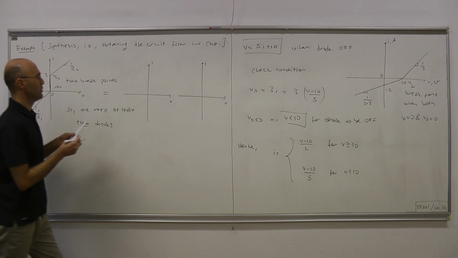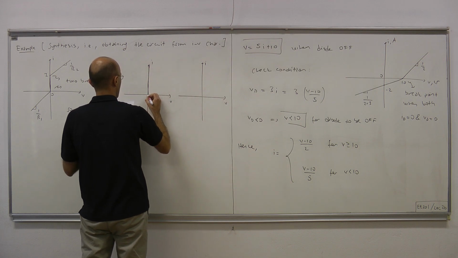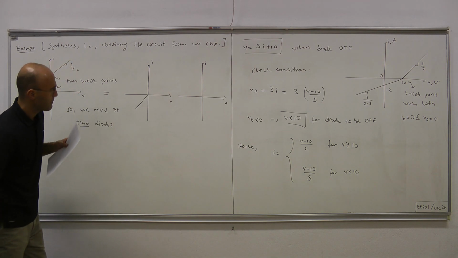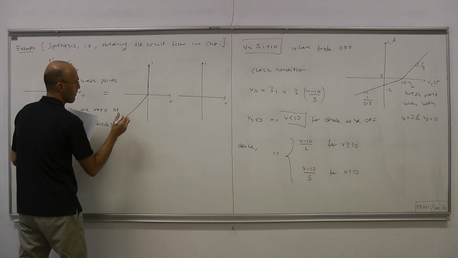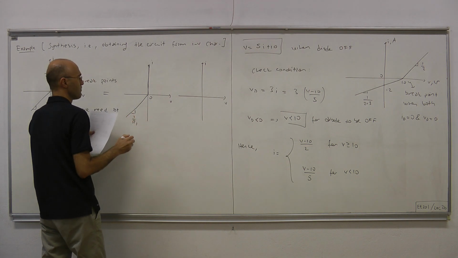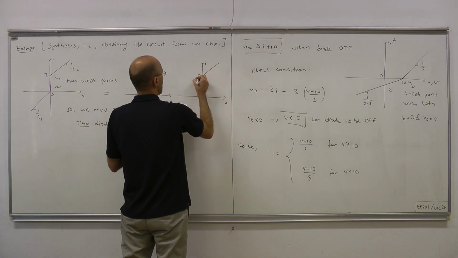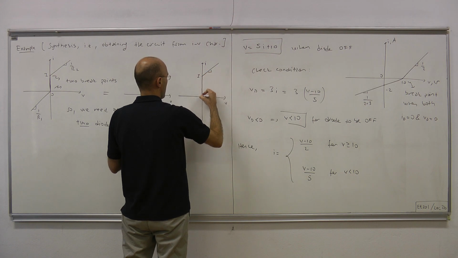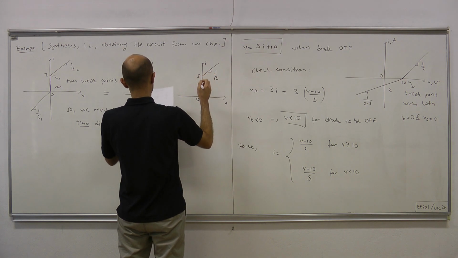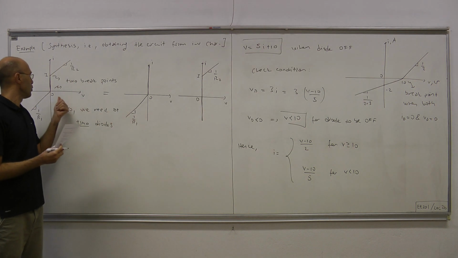Okay. Now this can be written as this guy, through the origin, the slope is 1 over R1, plus this guy, slope is 1 over R2. Okay. So this plus that equals this.